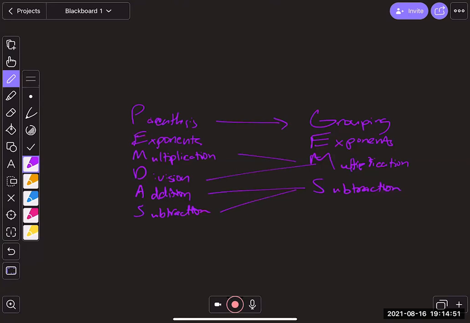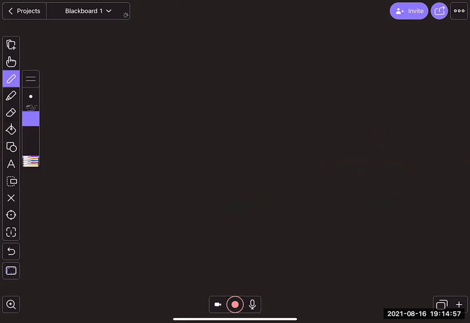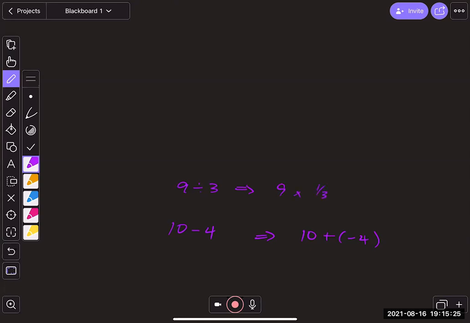And the reason why it's the same thing is a concept that is brought up in pre-algebra. Subtraction is just the addition of a negative number, right? Say for example, 10 minus 4 is the same thing as 10 plus negative 4. And if you're multiplying and dividing instead, say for example, 9 divided by 3, this is the same thing as 9 times 1/3. So multiplication is just the exact same thing as division. Okay.